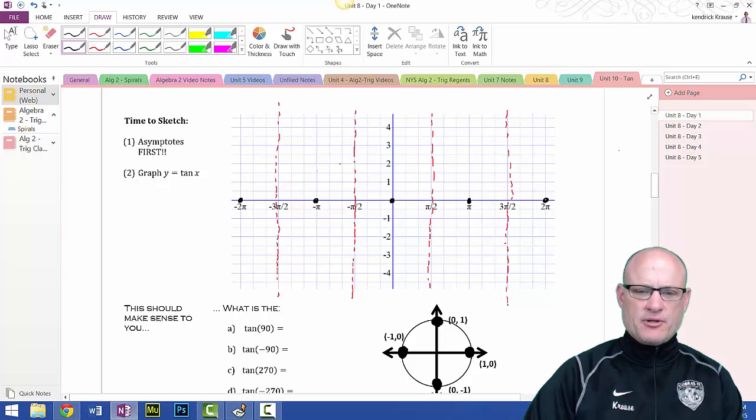Now the other thing I want you to know, and again we'll talk about this, is that this is pi over 2, and this would be pi over 4. At pi over 4, it's really 1, and we will talk about that later. Now notice when I draw this, or negative 1, I don't cross my asymptotes.